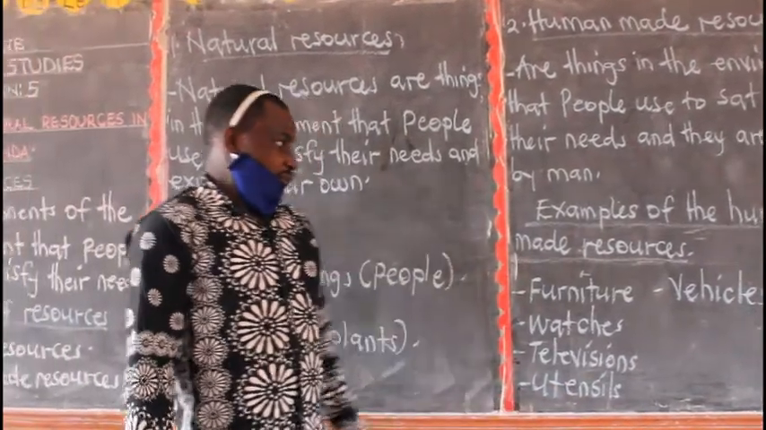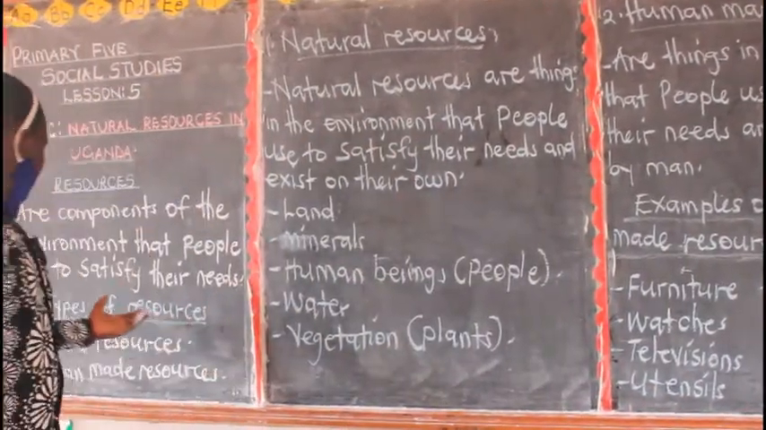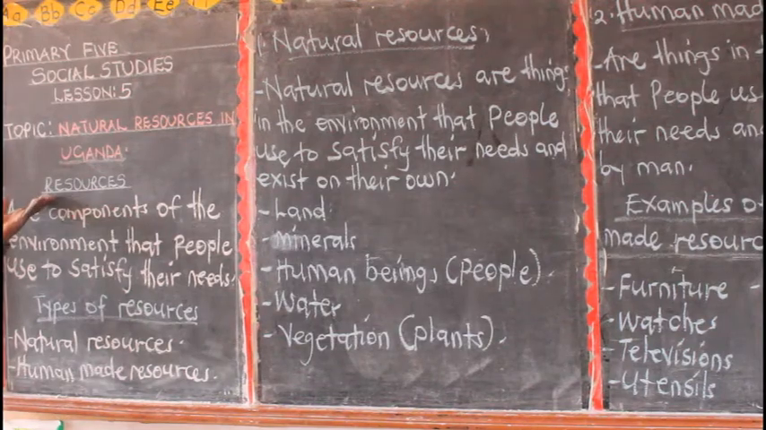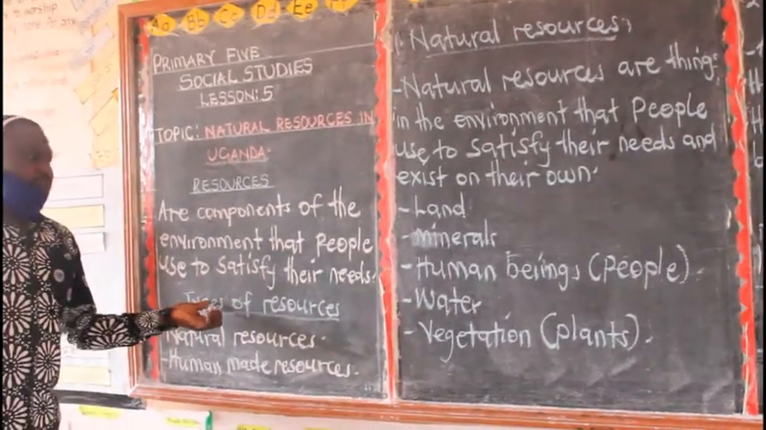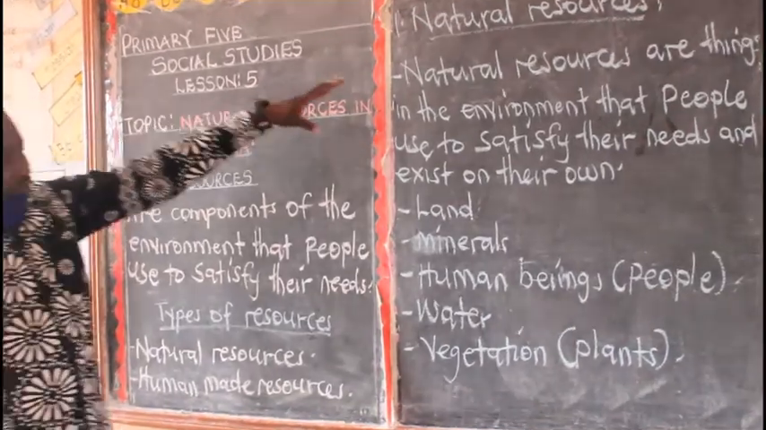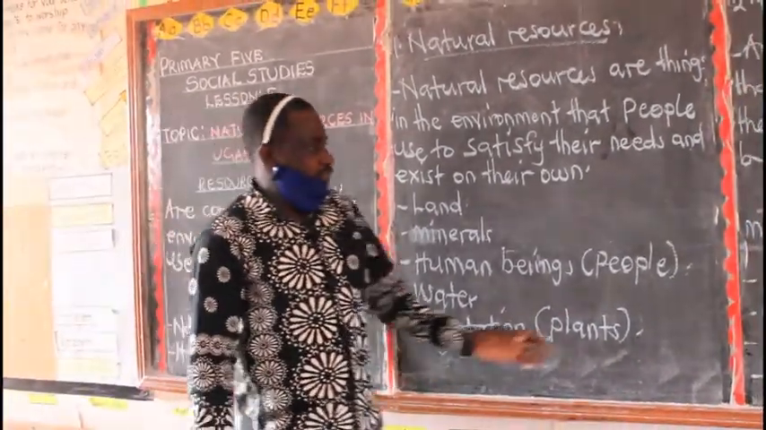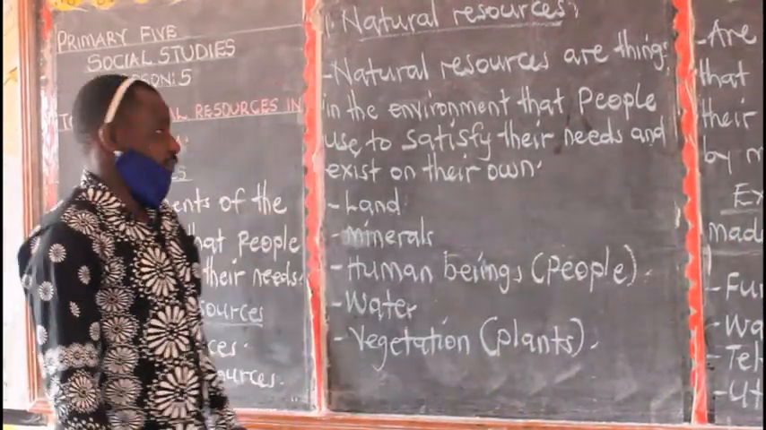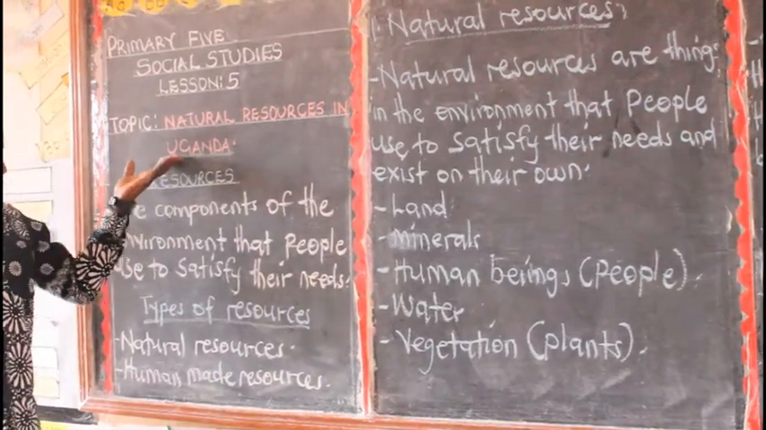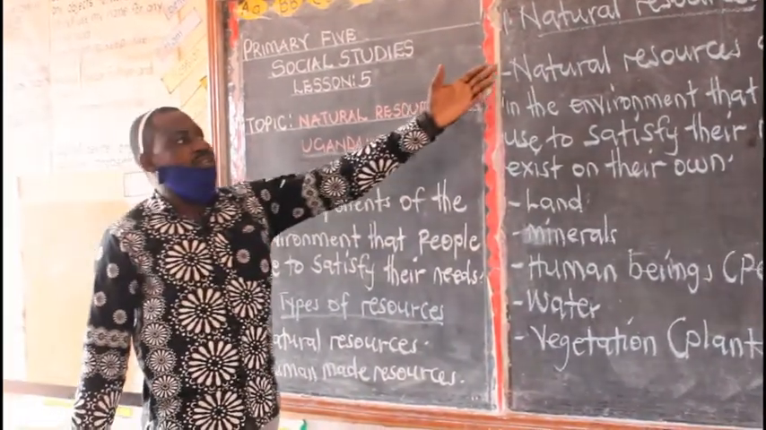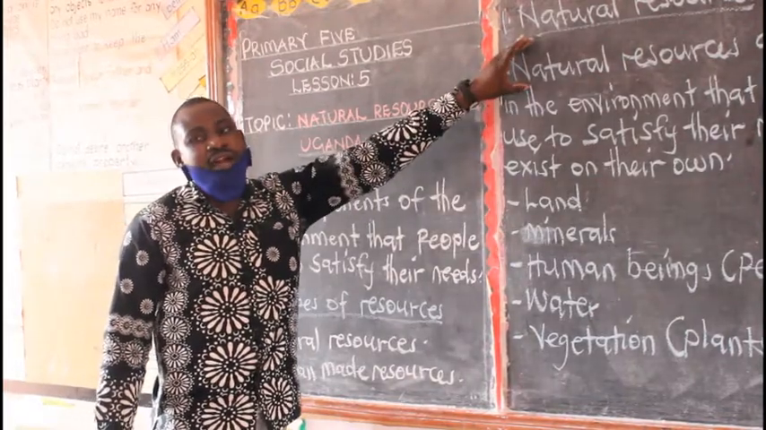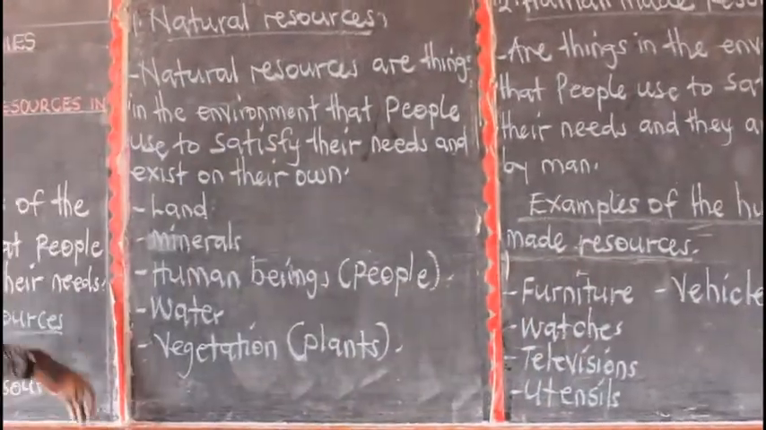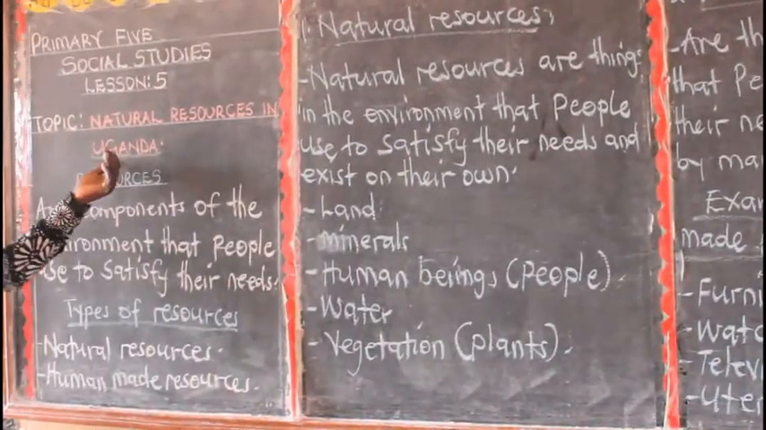Children of primary 5, still we can go back to the major resources in Uganda. We have looked at the definition of resources, the types of resources, the examples of natural resources, and we have also looked at the examples of the human-made resources. Now they can ask you to give the examples of resources. Whatever you have given under natural resources and human-made resources, those are the examples of the resources that you can give.